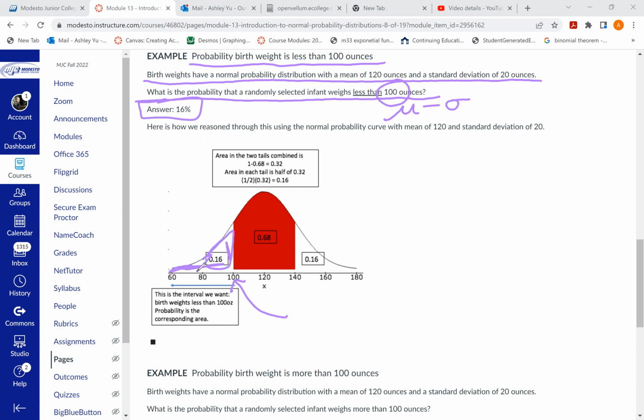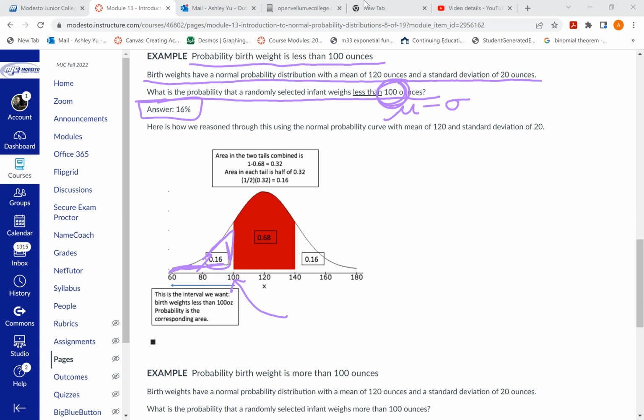If they had asked for the probability that a randomly selected infant weighs less than something other than 100, like 90 or 80, we wouldn't really know. We would have to use other means to figure it out. But the value they asked happened to be mu minus sigma. That's how we reason through this using the normal probability curve.